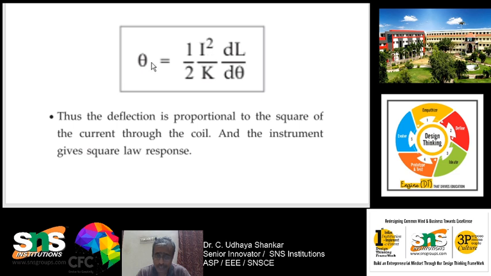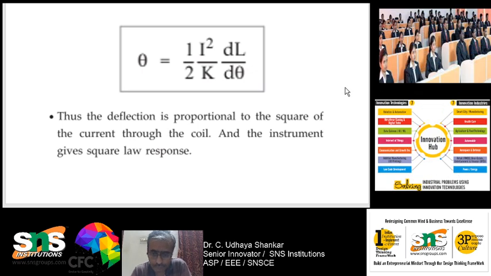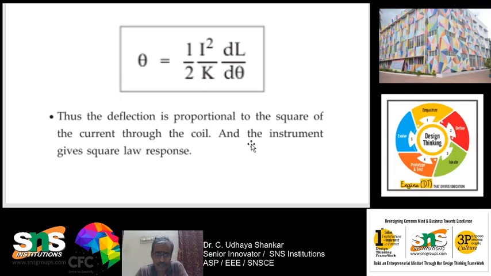Only if theta, that is the deflection, is proportional to I square, then negative into negative is also positive, and positive into positive is also positive, so it can give a positive torque. For AC you need something like that. That's why this particular instrument can be used for AC.